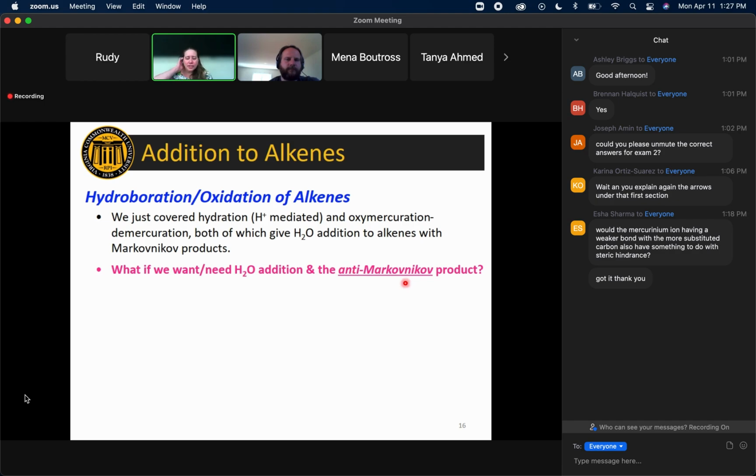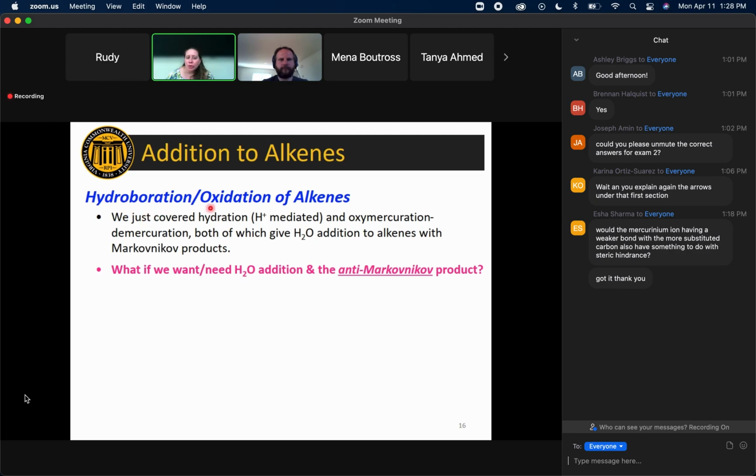Just like for HX addition, where we came up with some new reagents, added peroxides, and changed the mechanism and got the reverse orientation, we have another solution just like that here. It's a different solution, but it's the same concept, where we're going to change our reagents, change our mechanism, and use that to create the outcome that we are looking for.